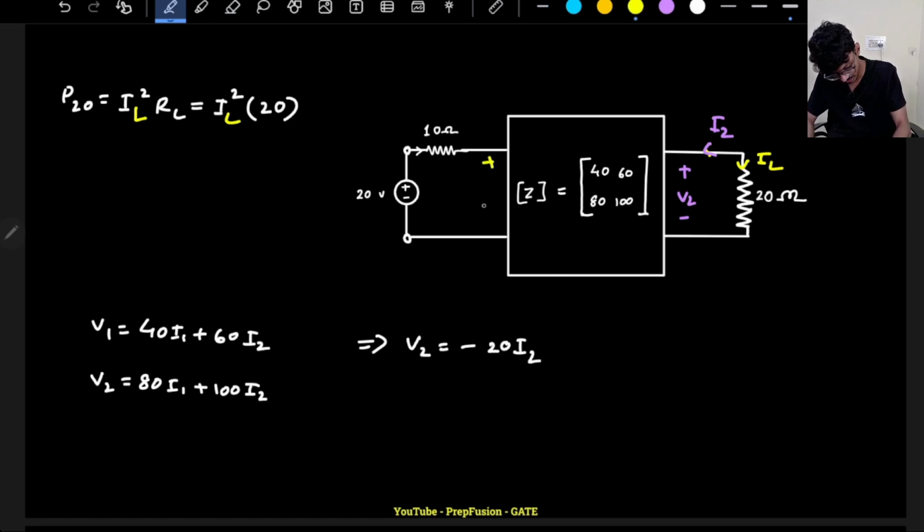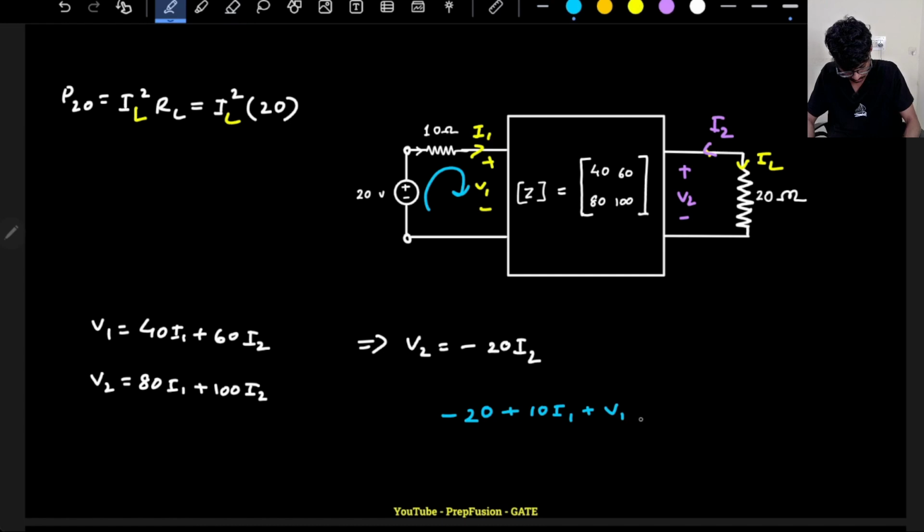So this is my V1, plus minus V1, and this is my port current I1. So another relationship is there. If I apply KVL in the input loop, it will be minus 20 plus 10 I1 plus V1 equals 0. So I can say that my V1 is equal to 20 minus 10 I1.